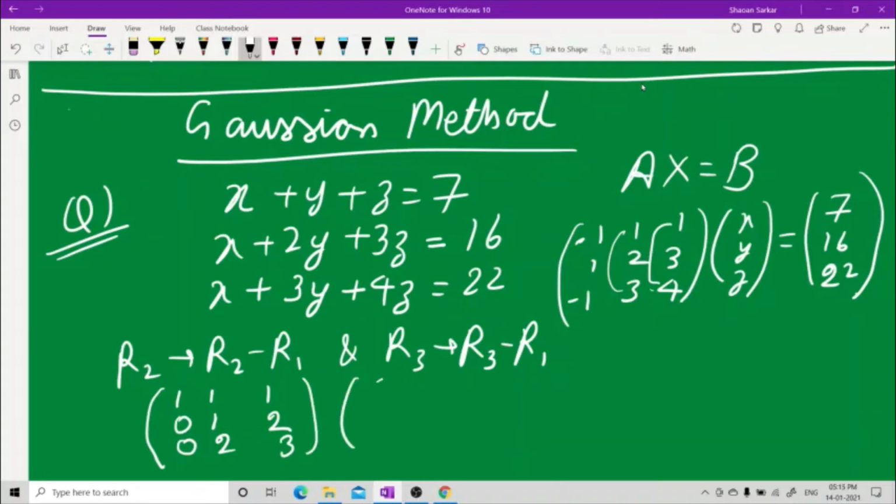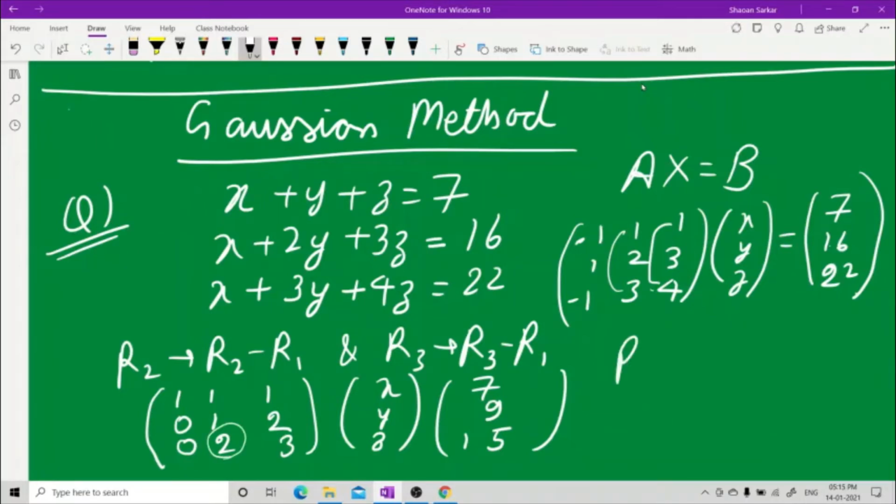Similarly, I have to do this side also. I forgot to do this side. That is 7. 16 minus 7 is 9. Sorry, extremely sorry. 22 minus 7 is now 15. Let me rewrite it again. This is 9, 16 minus 7 is 9. And then now I have to make this 0.